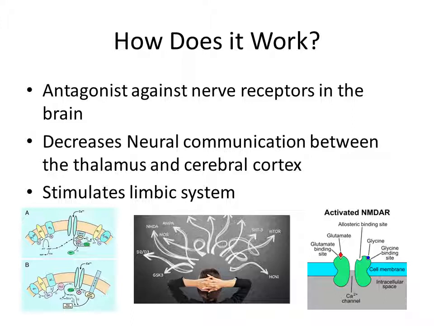Ketamine also decreases neurocommunication between the thalamus and the cerebral cortex, which has the dissociative response. It also stimulates the limbic system, which leads to vivid dreams, hallucinations, and intense feelings.